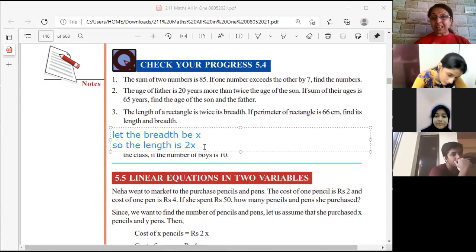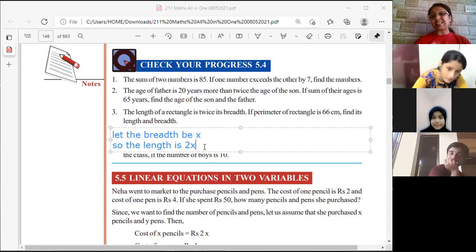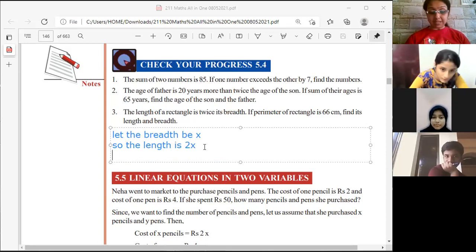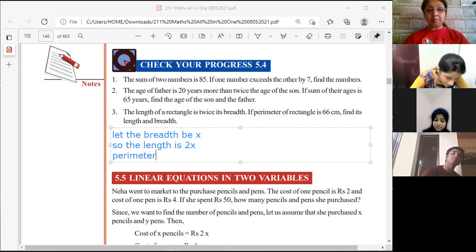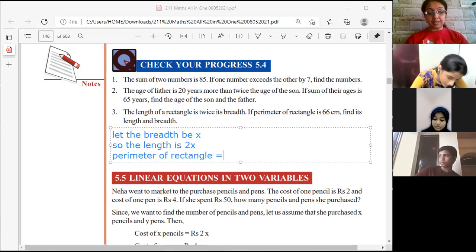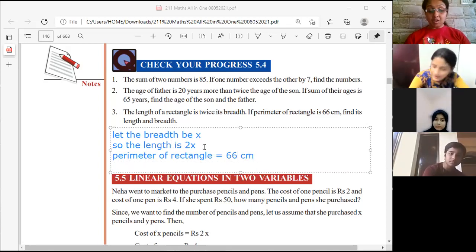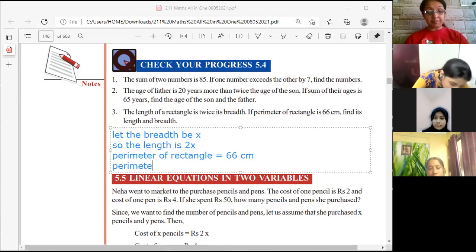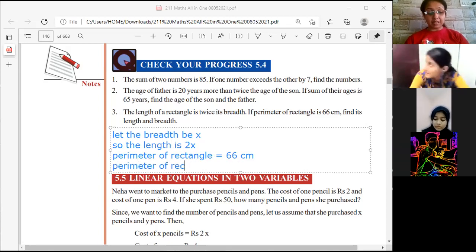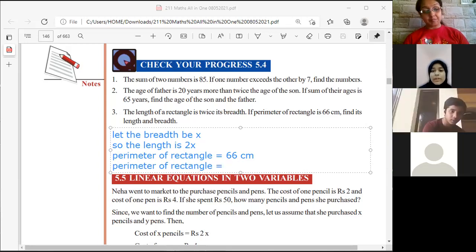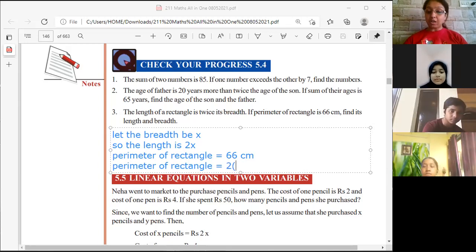If the perimeter of the rectangle is 66 centimeters, that means first let me try to write what they have given me. Perimeter of rectangle is given as 66 centimeters. Now let me write the formula of perimeter of a rectangle. Do you know what is a perimeter formula? 2L plus 2W. Yes. Or you can write 2L plus 2B.